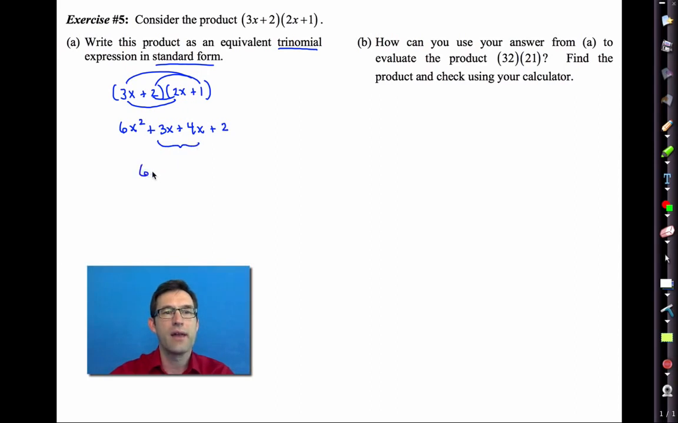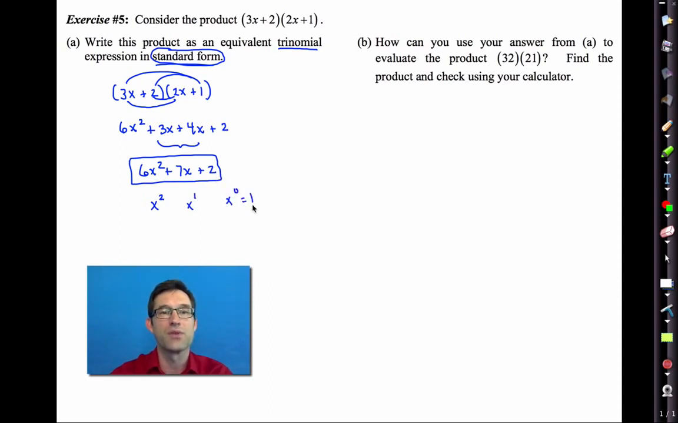Here we're going to add, and we're going to get 6x squared plus 7x plus 2. Now just a comment, because I should have mentioned this earlier. Standard form. That's a piece of terminology you're expected to know. So standard form, which we've talked about before, is always having these powers descend. Notice we have an x to the second, an x to the first, and in a certain sense, we have an x to the 0 on that last term.